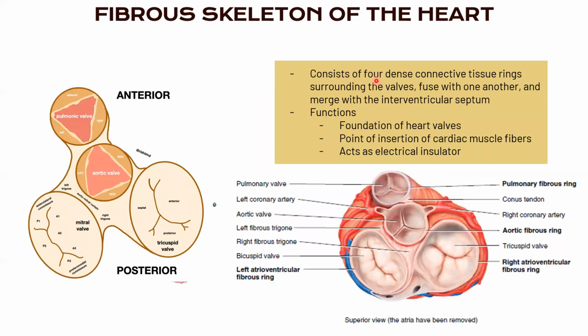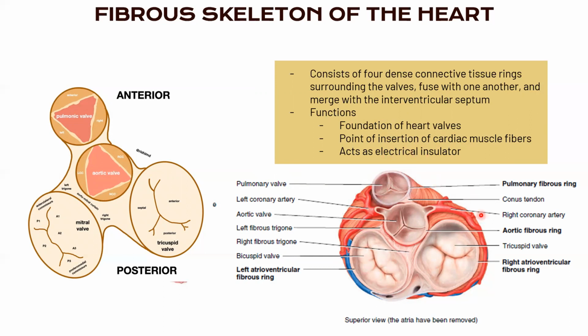The fibroskeleton of the heart consists of four dense connective tissue rings surrounding the valves, fused with one another and merged with the interventricular septum. The functions include serving as the foundation of the heart valves, the point of insertion of the cardiac muscle fibers, and acting as electrical insulators.